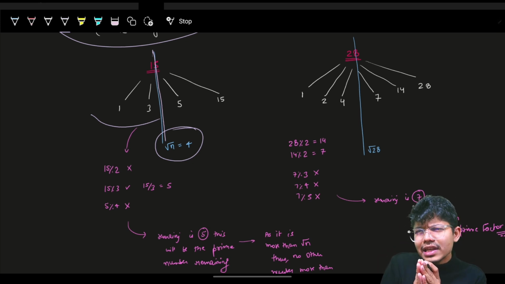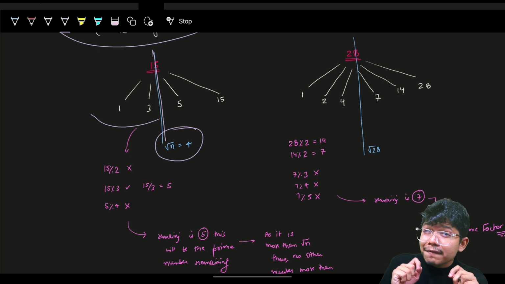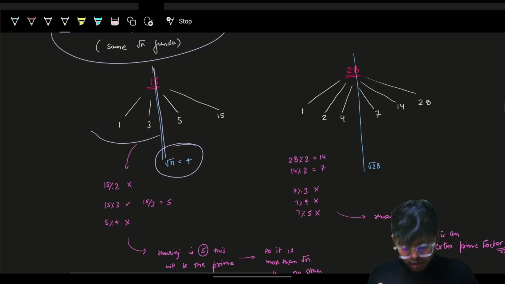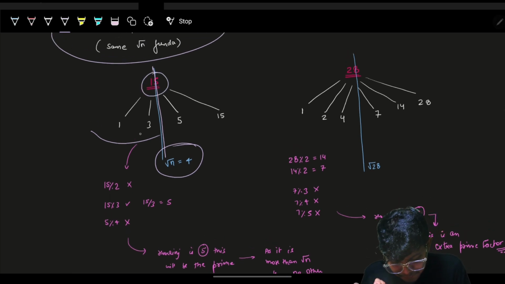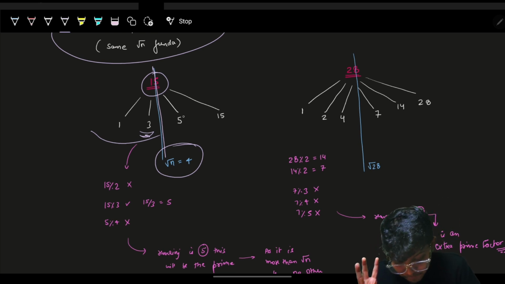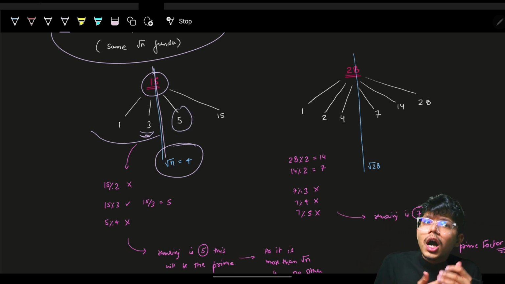So Aryan, are you saying that you will have all the prime factors of a number less than or equal to root n? No, bro. It is very obviously visible. How? For the number 15, the prime factor 3 is less than or equal to root n, but 5 is still outside my root n. How will you find that?